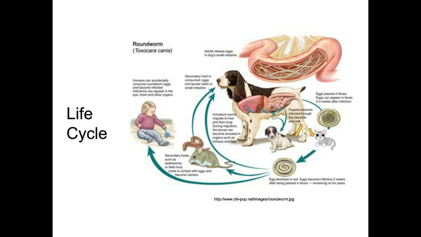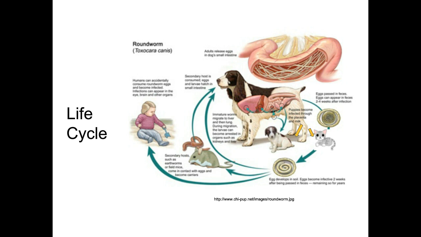It's pretty gross. Pregnant dogs can pass the larval worms into the puppies through birth, so they can pass through in utero. And they can also be transmitted through mother's milk. So hookworms only through the milk, and roundworms can be passed through in utero and through the milk. So you do have to worry about that.